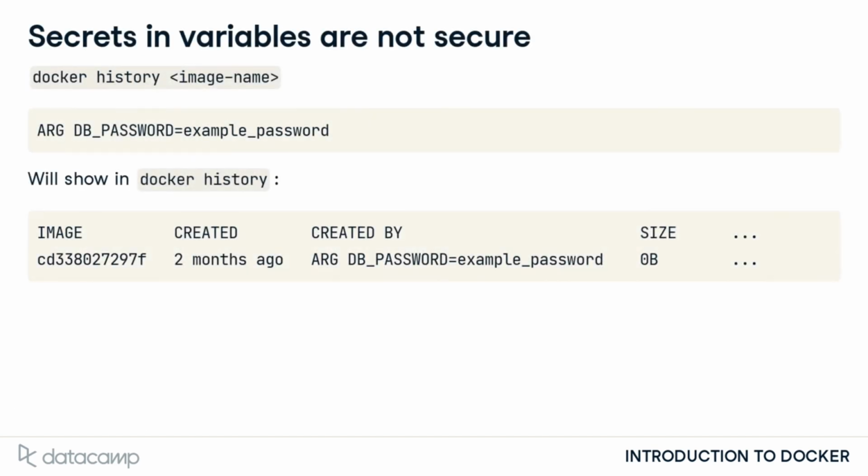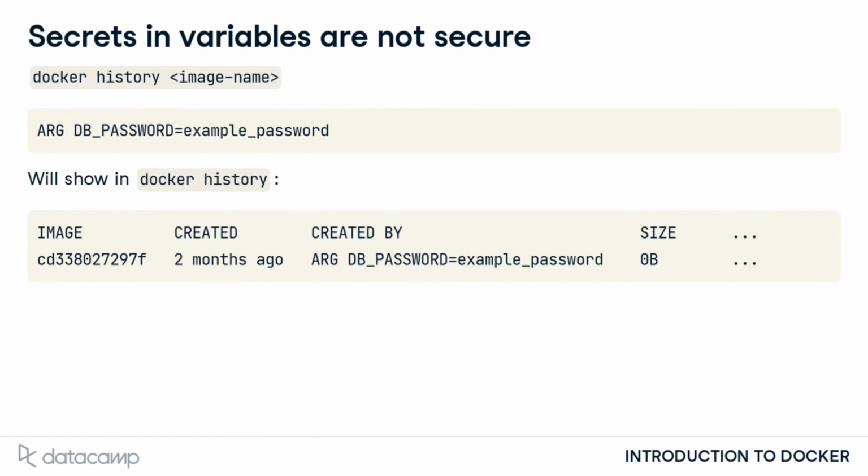Both ENV and ARG variables seem convenient for adding passwords or other secrets to a Docker image at build or runtime. However, both are not secure to use for secrets. Anyone can look at the variables defined in a Dockerfile after the image is built with the docker history command. This command shows all the steps that were done to build an image.